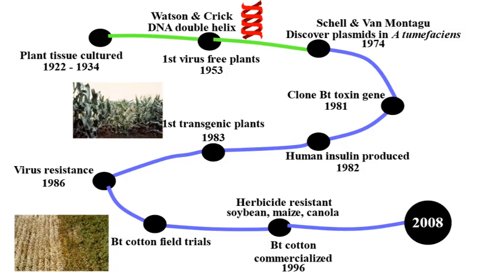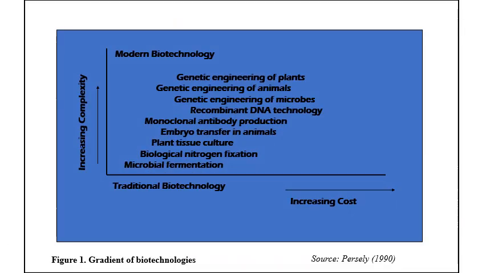Since then, a lot of biotech crops were produced. Mind you, you notice that as we move from traditional biotechnology to modern biotechnology, it becomes much more expensive. Microbial fermentation, biological nitrogen fixation, and plant tissue culture are traditional methods. Instead of advanced embryo transfer, like Dolly the sheep that was produced in 1997, monoclonal antibodies, and then with recombinant DNA, we talk about genetic engineering of microbes, animals, and plants.